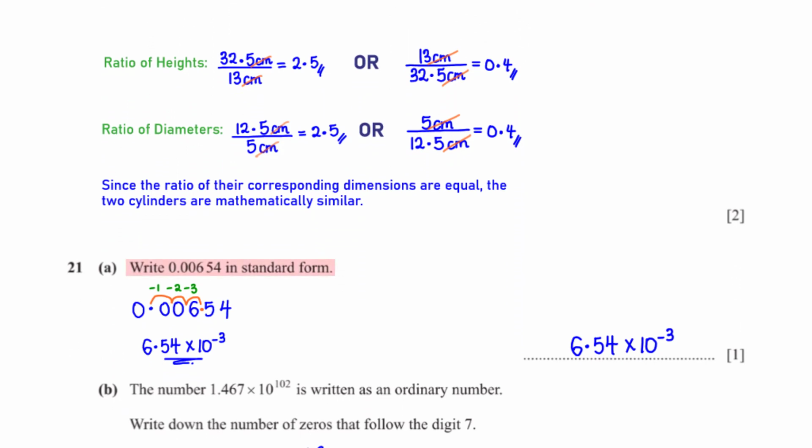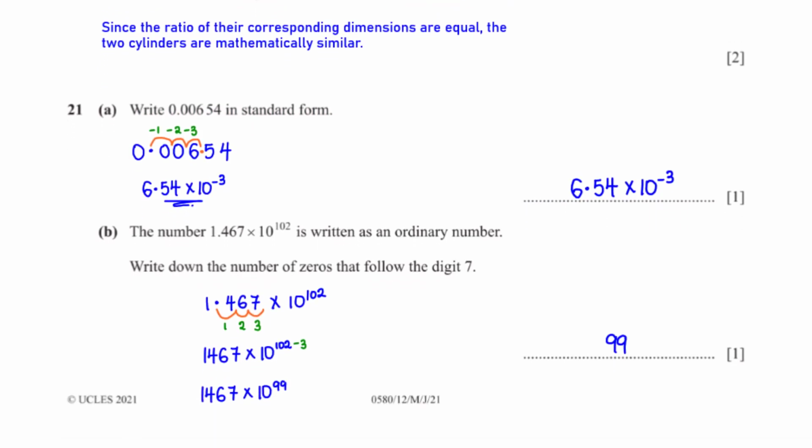Write 0.00654 in standard form. First, we need to move the decimal point to a position after the first non-zero digit, which is 6. And so we have 6.54. Since we moved the decimal point 3 times to the right, we multiply 6.54 by 10 raised to the power negative 3.